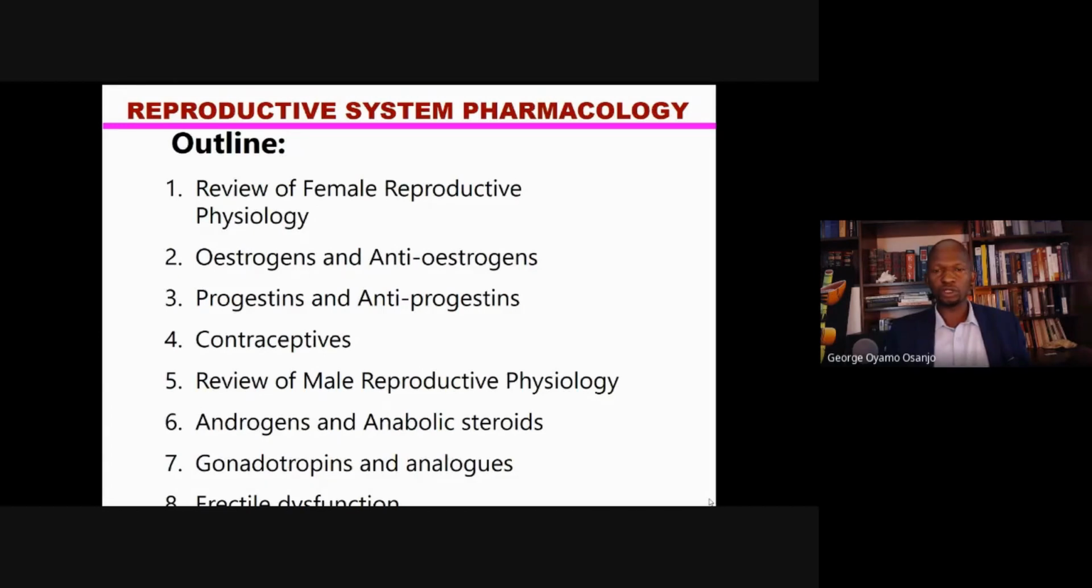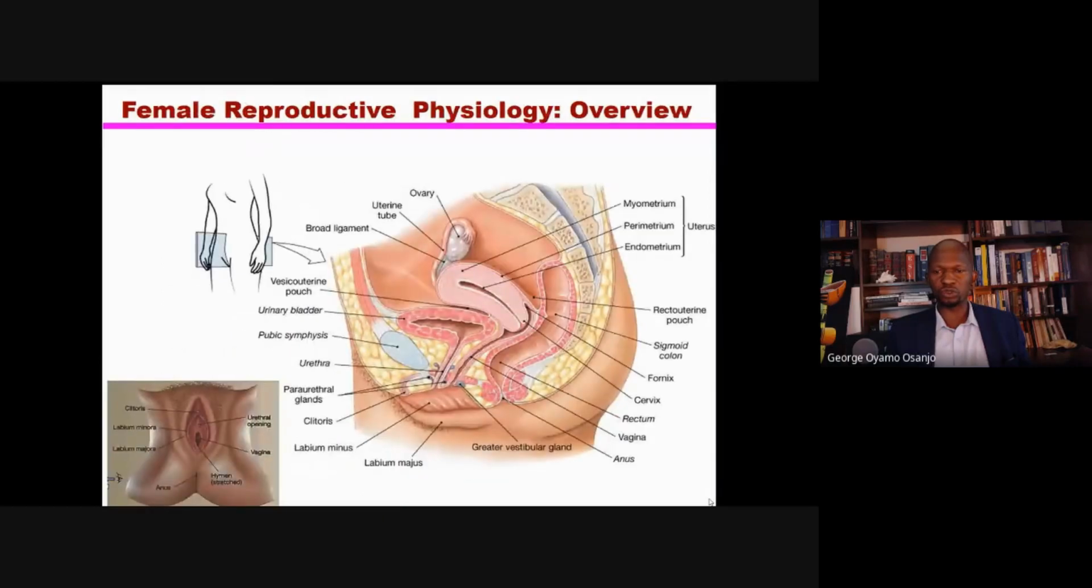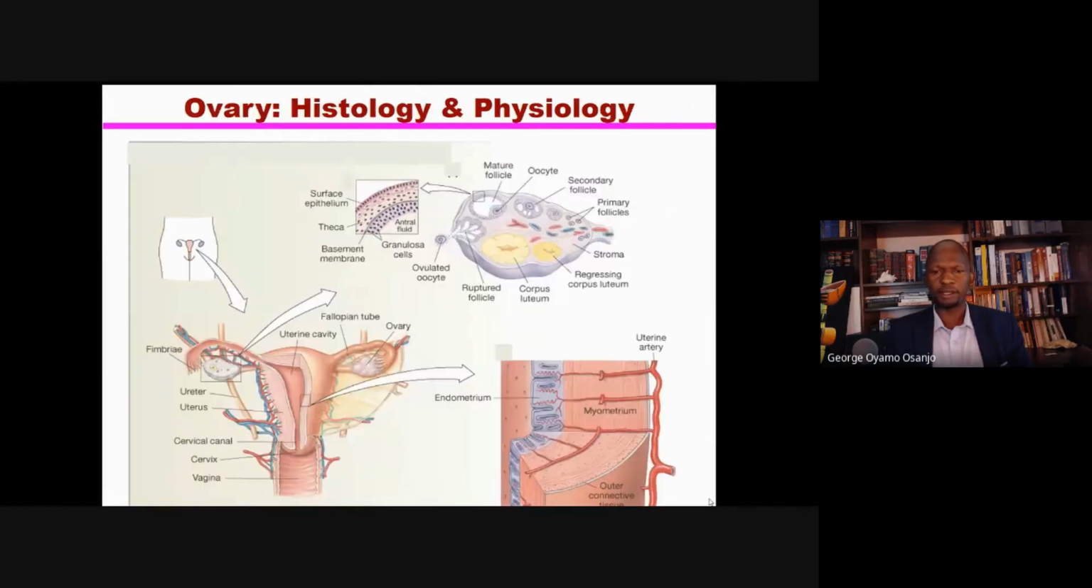So just to review female reproductive anatomy and physiology for those who may have forgotten, because this forms the basis of the understanding of the drugs that we're going to look at. The female reproductive system consists of two parts mainly, the internal and the external genitalia. The external genitalia is called the vulva, which consists of the clitoris and the labia. And then on the sagittal section, which is better shown in the next slide, we have the internal genitalia.